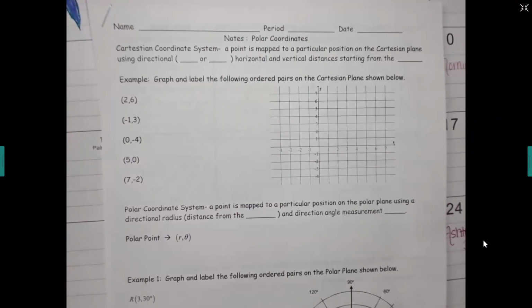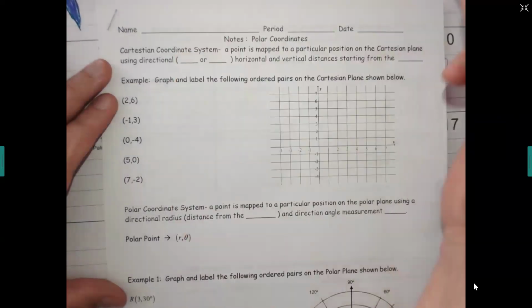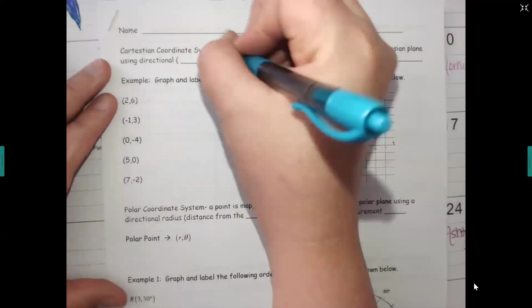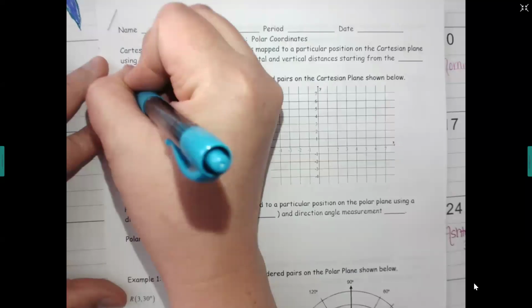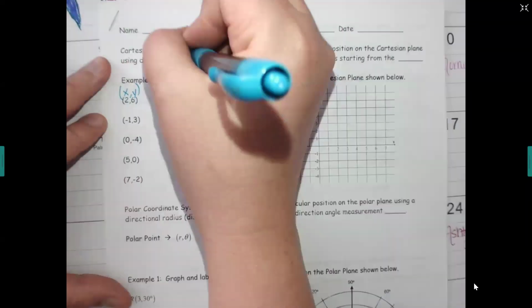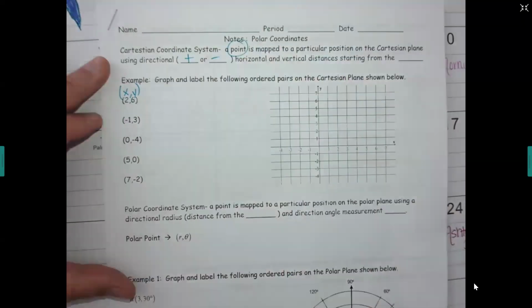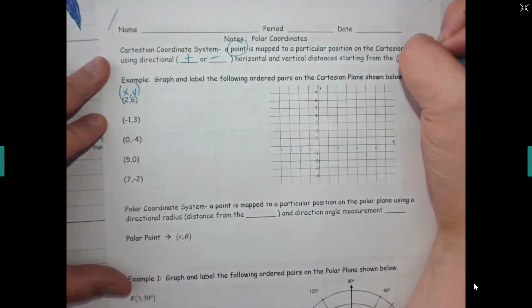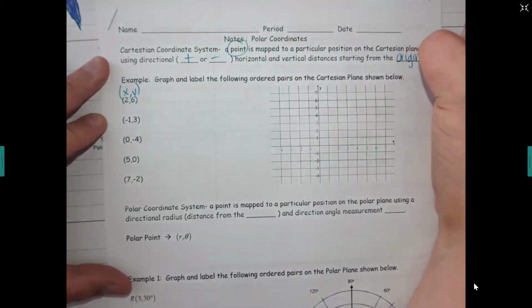Okay. So the Cartesian coordinate system is the type of mapping that you already know how to do. So you're going to have an X and a Y. And then both the X and the Y are directional, so it's either plus or minus. Okay, your horizontal and vertical components are both going to be measured from the origin.